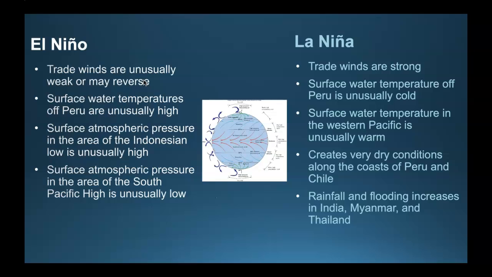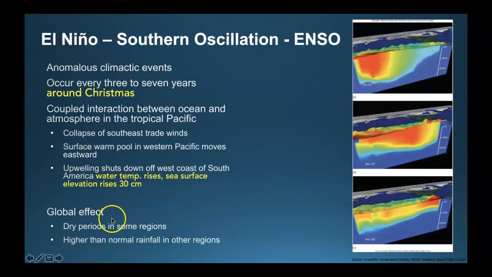La Nina is the opposite, so the trade winds are unusually strong. The surface water temperature off Peru is unusually cold instead of unusually hot. The surface water in the Western Pacific gets unusually warm and creates very dry conditions along the coasts of Peru and Chile. The rain then is going to fall across the oceans in India, Myanmar, and Thailand, so those weather patterns switch places.